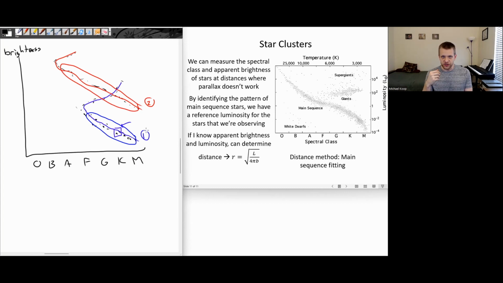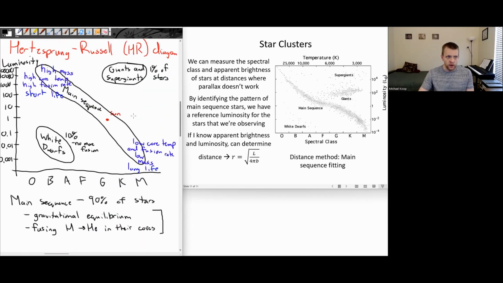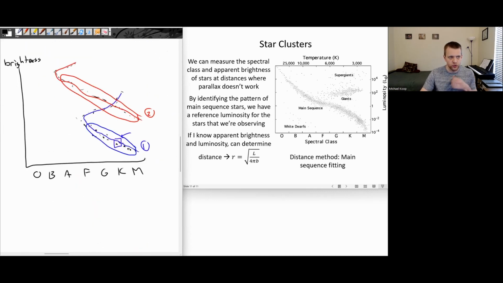What about the ages of these star clusters? Which one is older? Well, as we talked about before, the stars that die off first are these high mass main sequence stars. And if we compare these two clusters, it looks like cluster 1 has had more of its high mass main sequence stars die off than cluster 2 has. So if cluster 1 has had more of its high mass main sequence stars die off, it must be the older cluster. More of the high mass stars have died off.